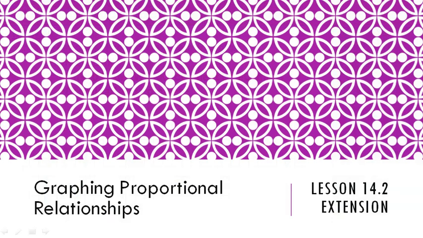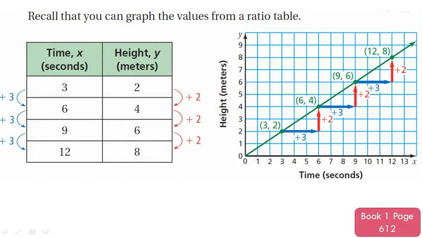Graphing proportional relationships. Recall that you can graph the values from a ratio table, comparing x and y. The first point is time and height: 3, 2, 3 across, 2 up. Next point is 6, 4, then 9, 6, and 12, 8. If we were to connect these dots in a straight line, we'll see that is a constant pattern. Every 3 seconds, the height changes by 2 meters, and it will continue on beyond this graph. This is what a proportion will look like visualized on the graph.